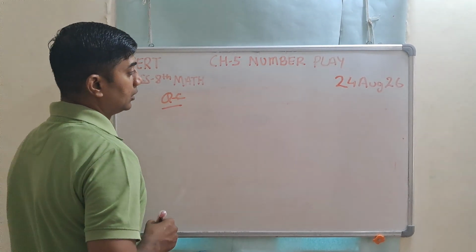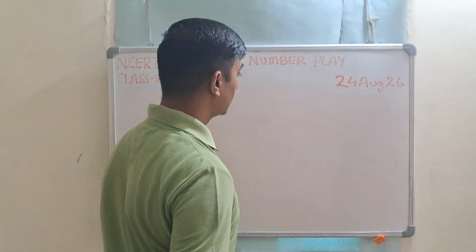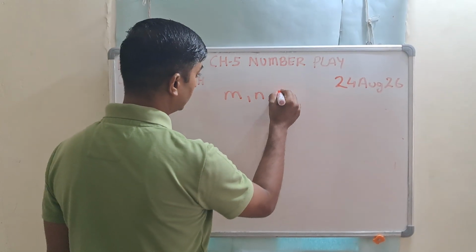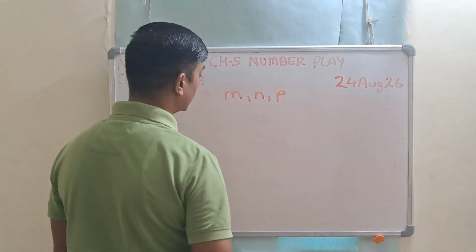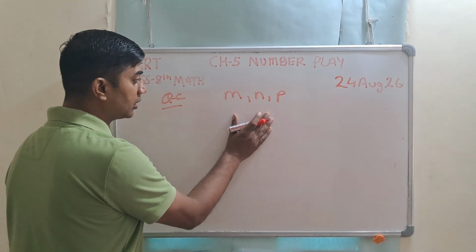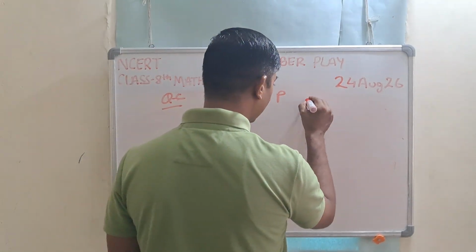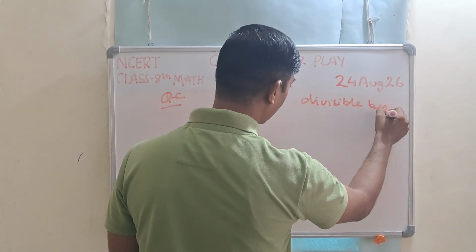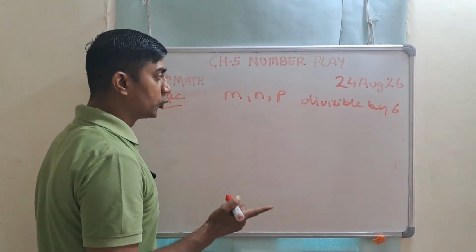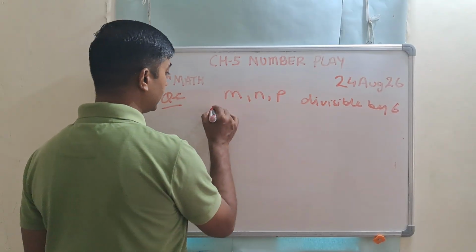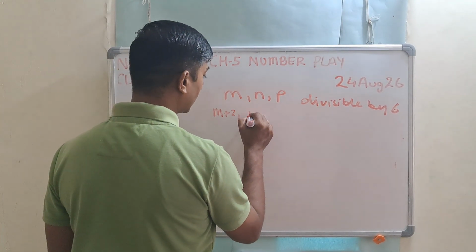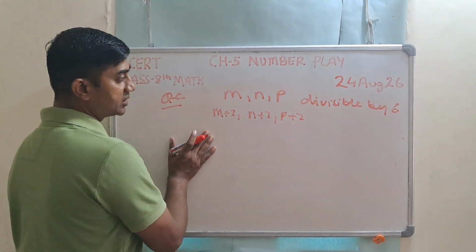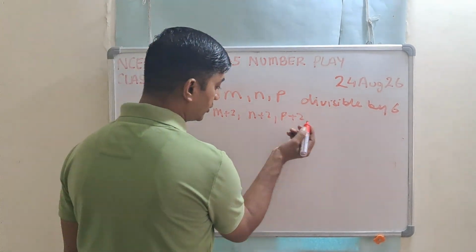Now question number 6. Suppose the 3 numbers are M, N and P. Understood? Suppose the 3 numbers are M, N and P, and these numbers are divisible by 6. To get the remainder 2 from each number, we have to add 2. Means M plus 2, N plus 2, P plus 2. Now all these numbers, when we divide by 6, we will get the remainder 2.